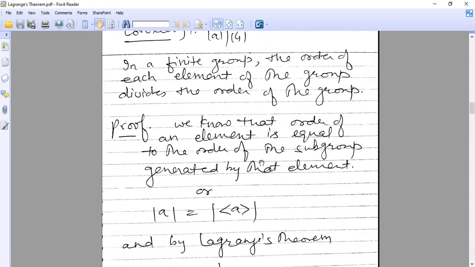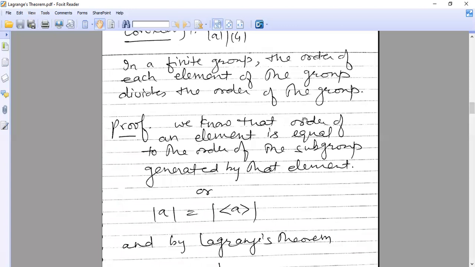And now you just remember the cyclic groups. Cyclic groups we have already seen. Cyclic group means the whole group is generated by a single element. And if you have a cyclic group which is generated by A, then order of the cyclic group is equal to order of the element. That thing we have already seen. Now let us see the proof.